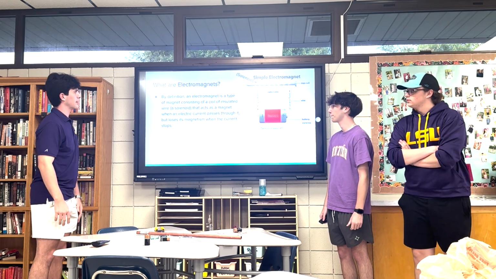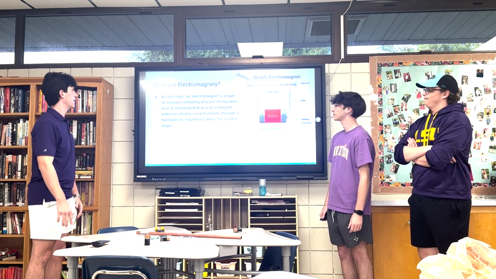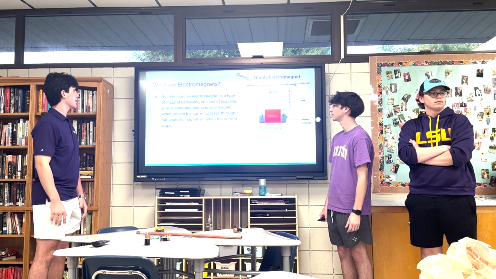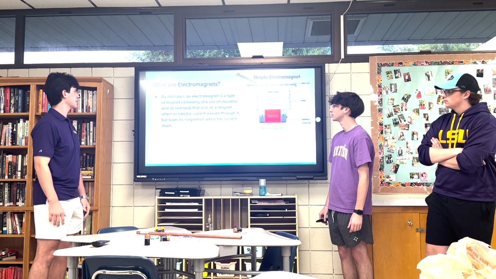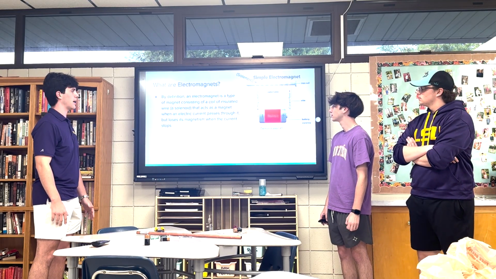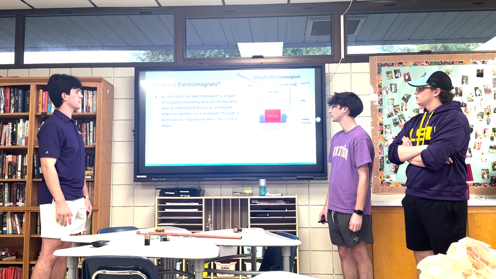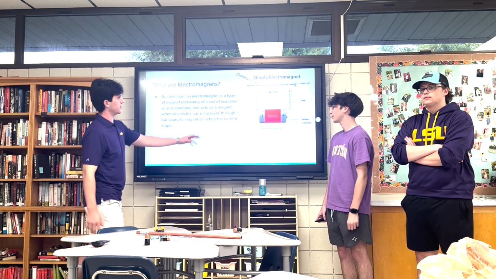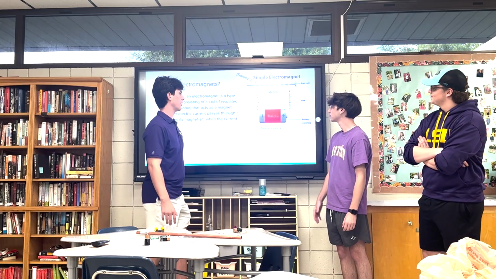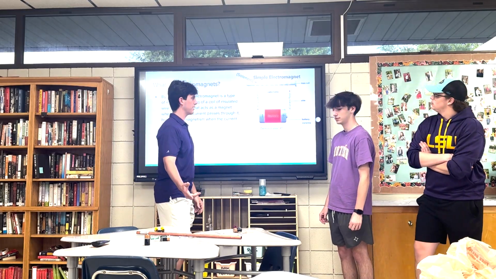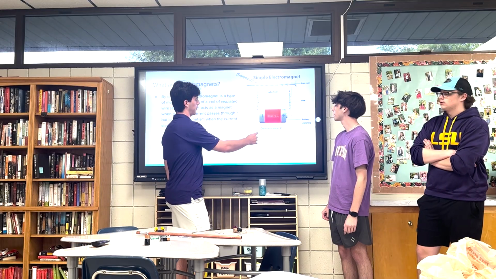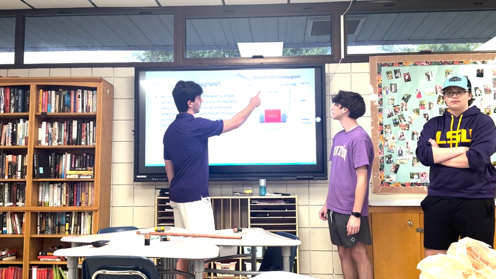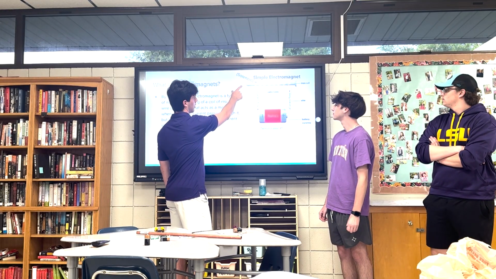And then electromagnet. By definition, an electromagnet is a type of magnet consisting of a coil of insulated wire, or a solenoid, that acts as a magnet when an electric current passes through it, but loses its magnetism when the current stops. So this is a little picture of an electromagnet. We do have a demonstration for you to do after we're done. You wrap the wire around an iron nail, and that's actually called the solenoid.